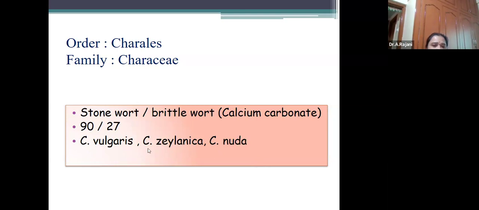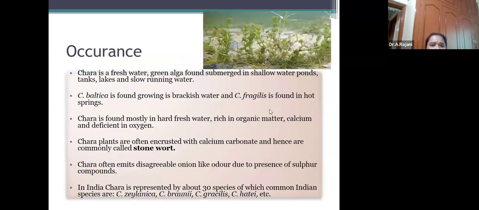Chara vulgaris, Chara zeylanica, Chara nuda. These are the examples for Chara. Chara baltica grows in brackish water.